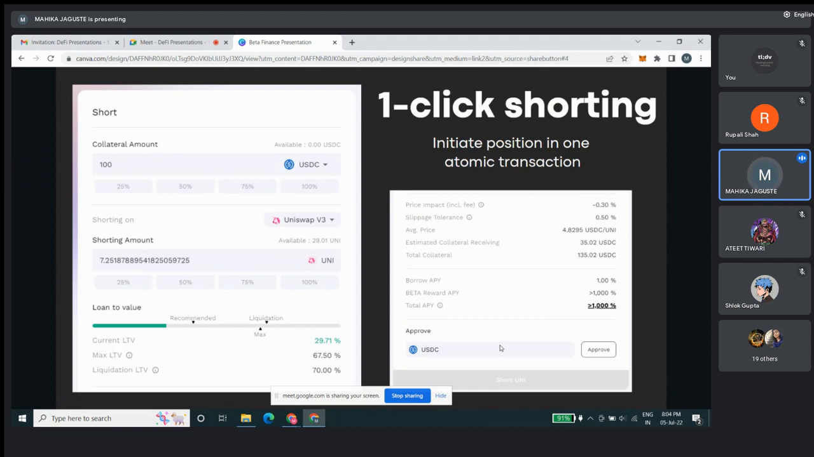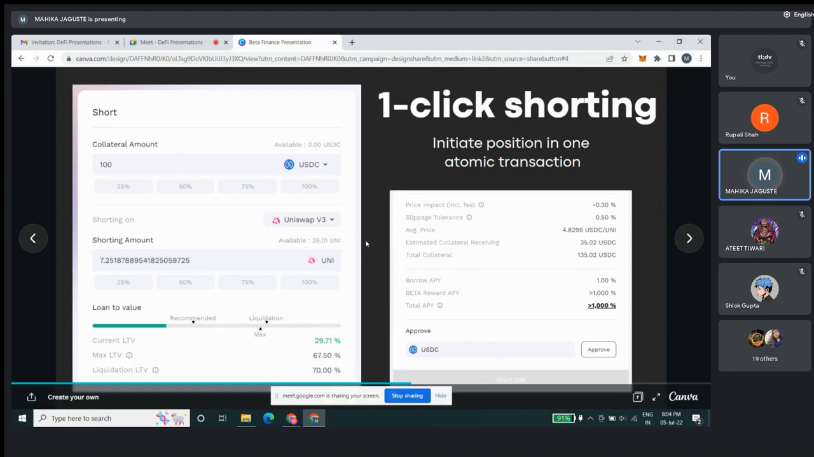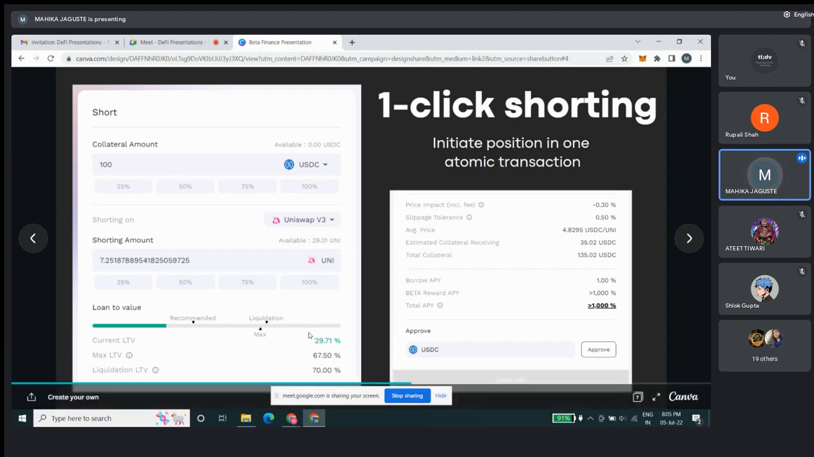So firstly, let's analyze how this process works. Here we are looking at shorting of UNI tokens. First we have to deposit some collateral. Let's say we are depositing 100 USDC, and we aim to short this many UNI tokens. Here this LTV is the loan to value ratio, which takes into consideration how volatile the UNI asset is and gives you a good metric of the risk of liquidation. Once you cross this threshold, there is a high chance you'll get liquidated. So you can see if these measures are healthy and go ahead.